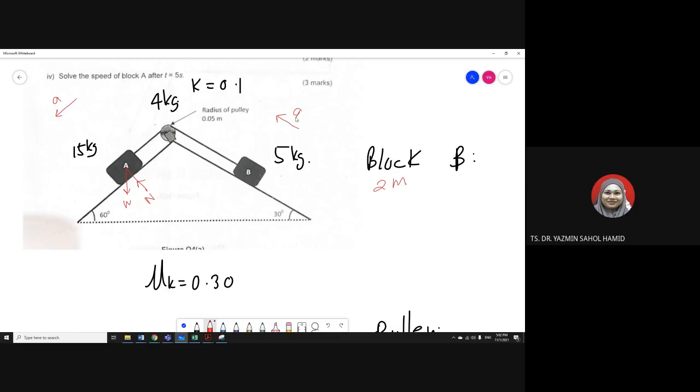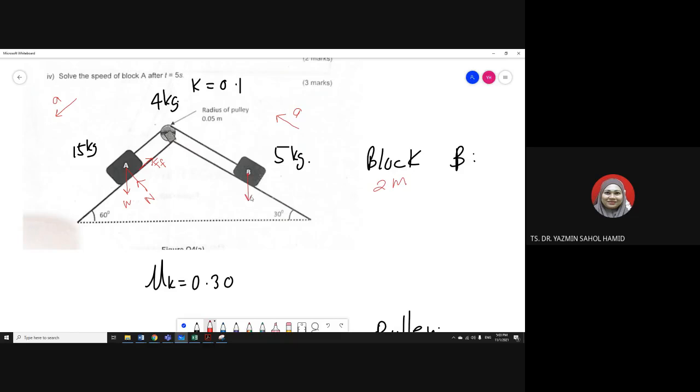Okay, let's say the acceleration of block A is going down. So if the acceleration of the block A is going down, what will be the direction of the friction force? It will be the opposite, right? Yes. Do you understand? Understand. Yes. Okay. All right.